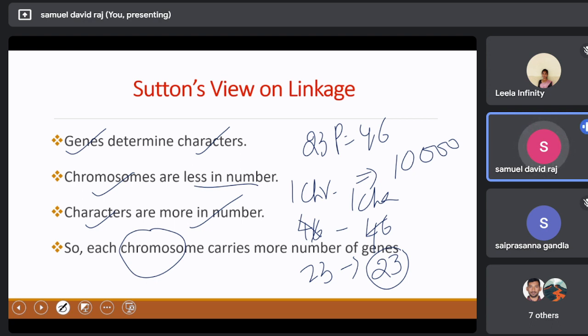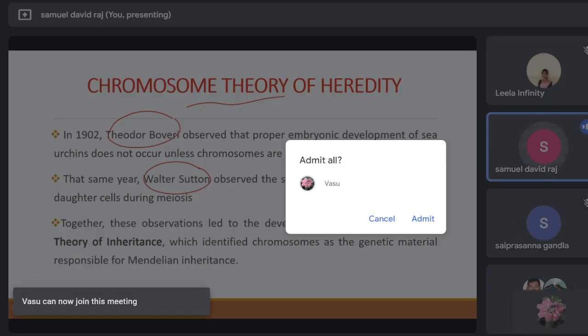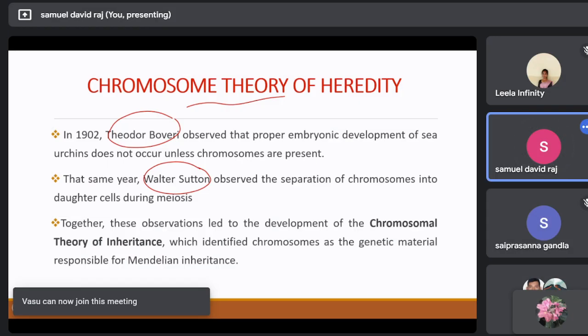So what this scientist is saying is, a chromosome carries more number of genes. Then the problem is solved. But he could not prove it. Then, he along with Boveri proposed the chromosome theory of heredity in 1902.